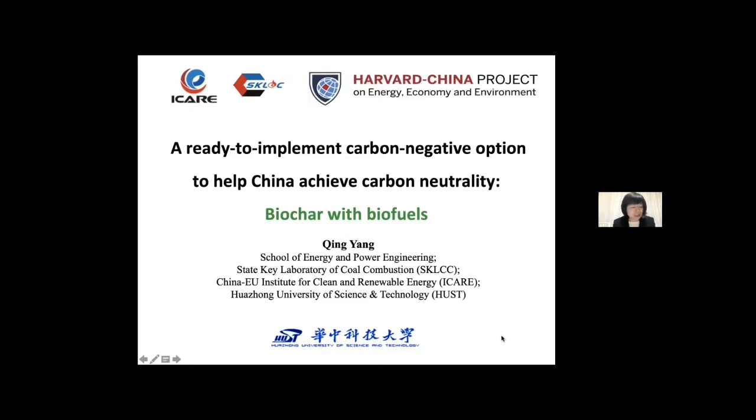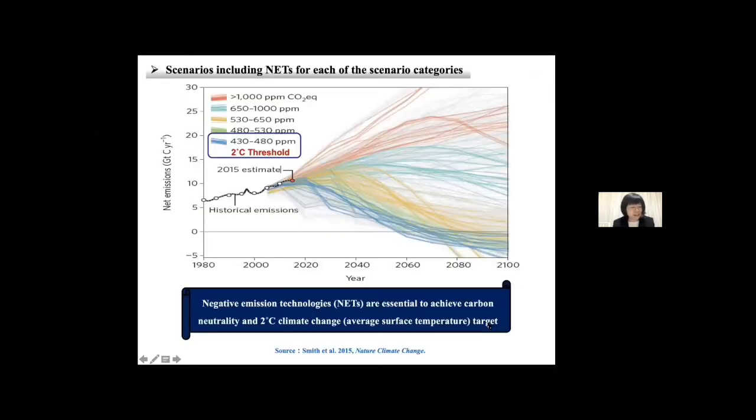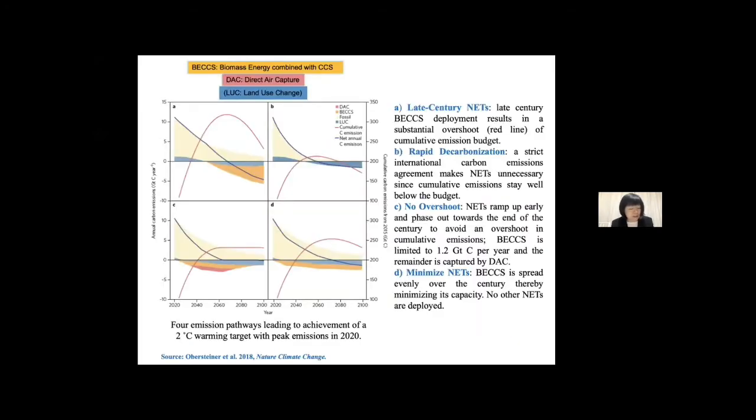As Chris said, this presentation is mainly based on our forthcoming article in Nature Communications. Recently, many papers and also IPCC reports indicate that negative emission technologies are essential for carbon neutrality, to meet 2 degrees Celsius climate change scenarios and to offset knock-in emissions before 2050. This picture shows 4 possible emission pathways leading to the achievement of a 2 degrees Celsius warming target. The orange color is BECCS, short for biomass energy combined with carbon capture and storage.